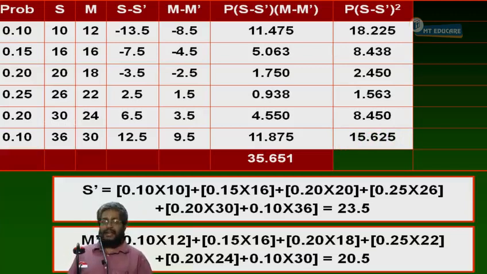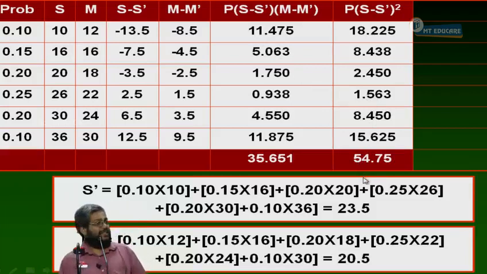15.625. If I total, I'll be getting a number 54.75. That is 54.75. Okay. Now, don't write. Sigma P into S minus S bar into M minus M bar is 35.651. Sigma P into S minus S bar the whole square is this 54.75. Can I proceed?